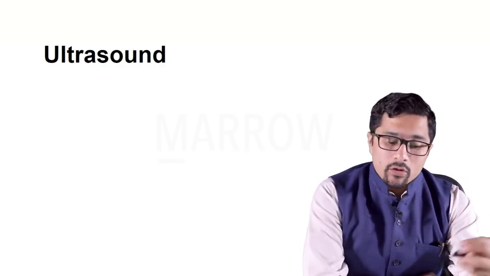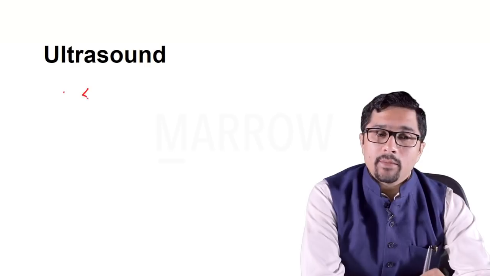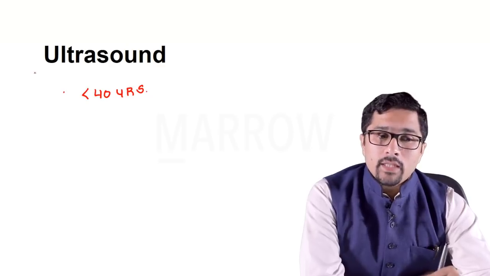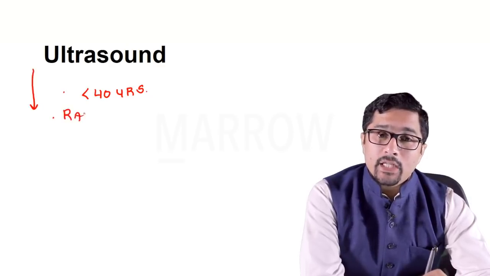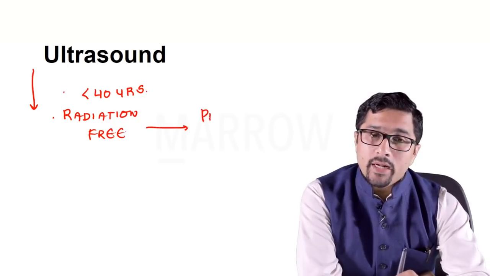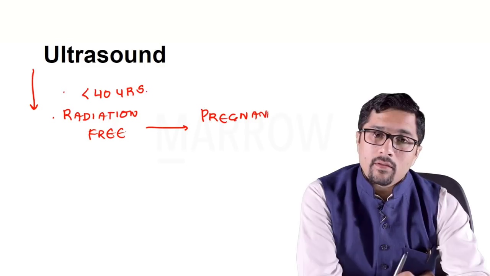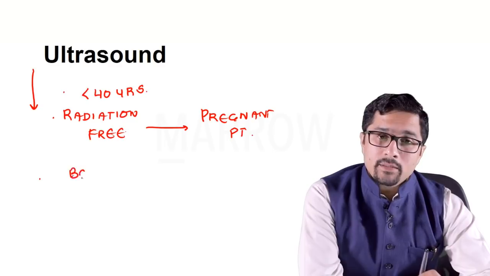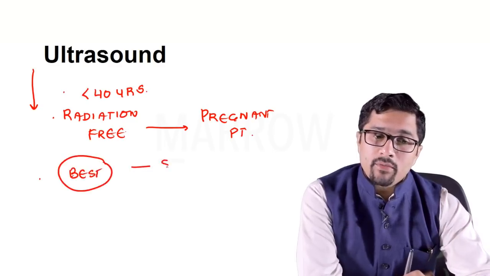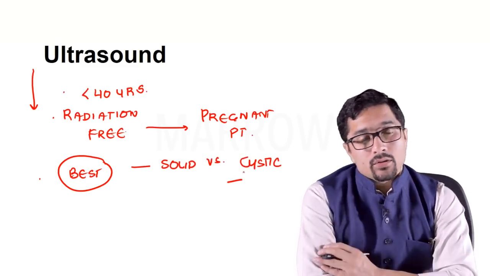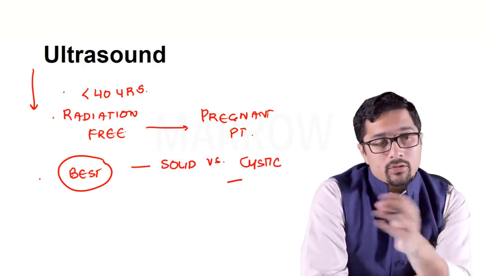Now, we've already discussed one indication that this will be the first imaging test in a lady who's less than 40 years of age. Okay. What are the other advantages of an ultrasound? It is radiation free. Because it is radiation free, that is why it is useful in pregnant patients. Another advantage of an ultrasound is that this is the best modality to differentiate between a solid versus a cystic breast lump, right? So to differentiate between a solid and a cystic lump, ultrasound is the most helpful.